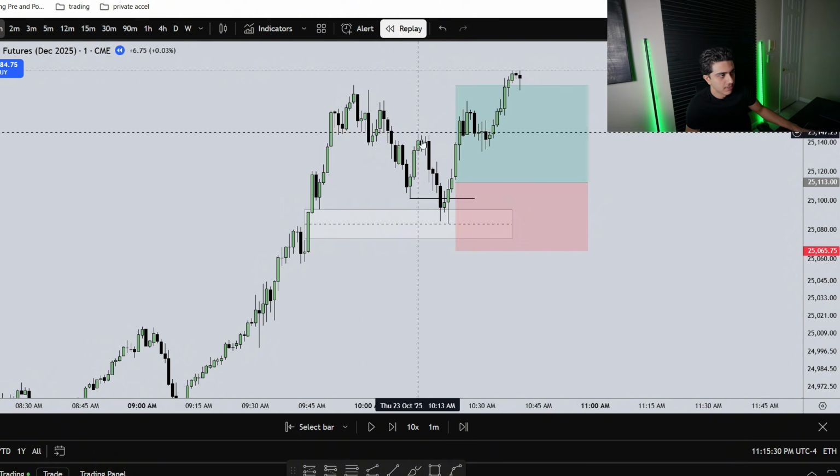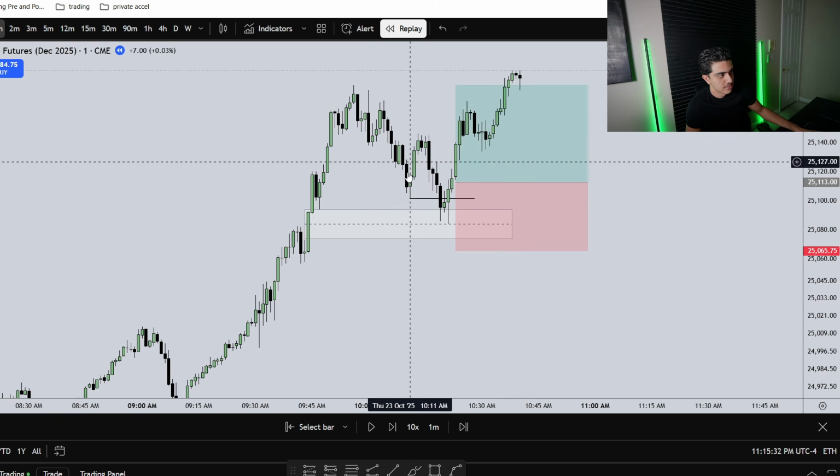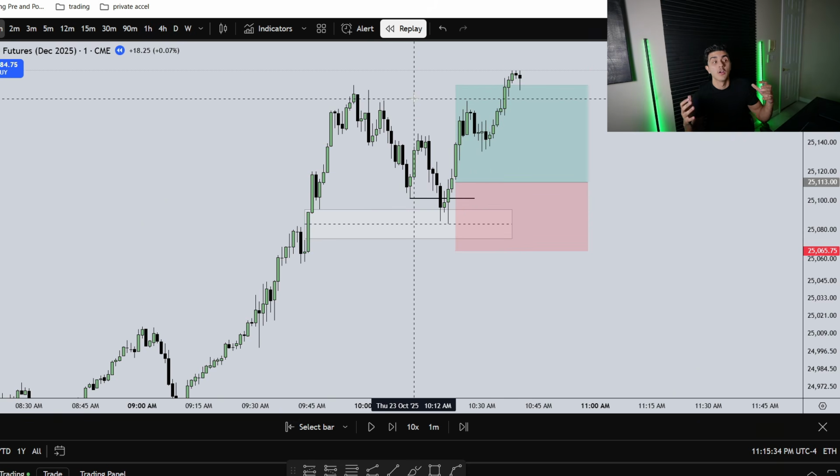There's a little fair value gap here. We have internal manipulation, displacing back up, very easy. And all of this is solely dependent off what? Your narrative. Your narrative has to be correct in order for this to work.